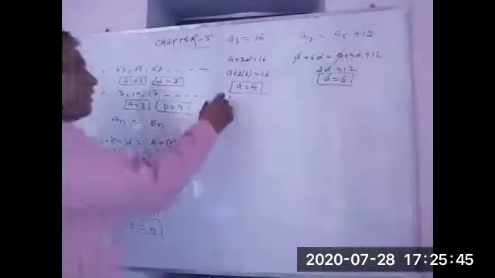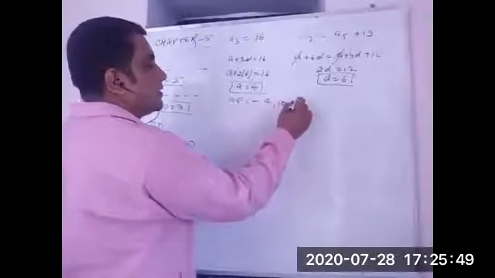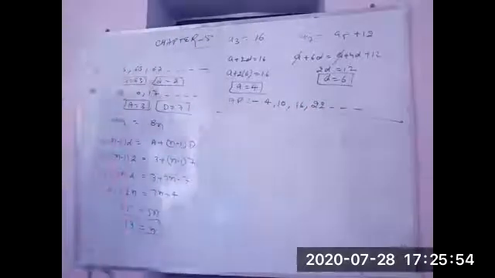What will be the AP here? 4, 4 plus 6 is 10, 10 plus 6 is 16, 16 plus 6 is 22, and so on. It is your answer. Very easy questions.